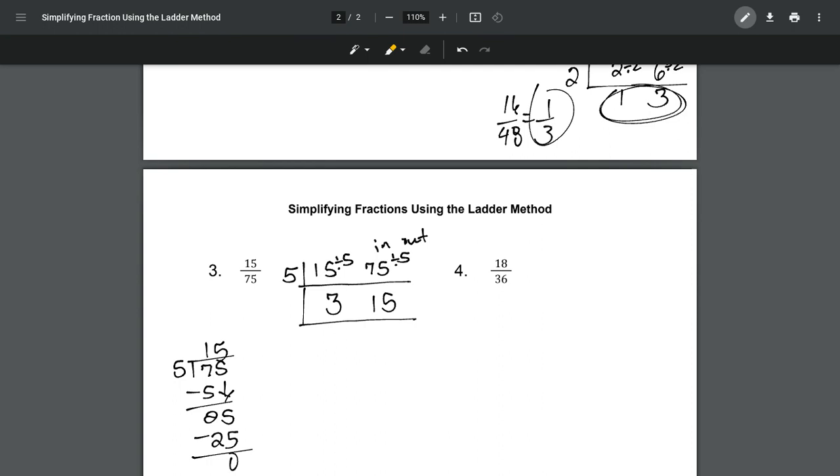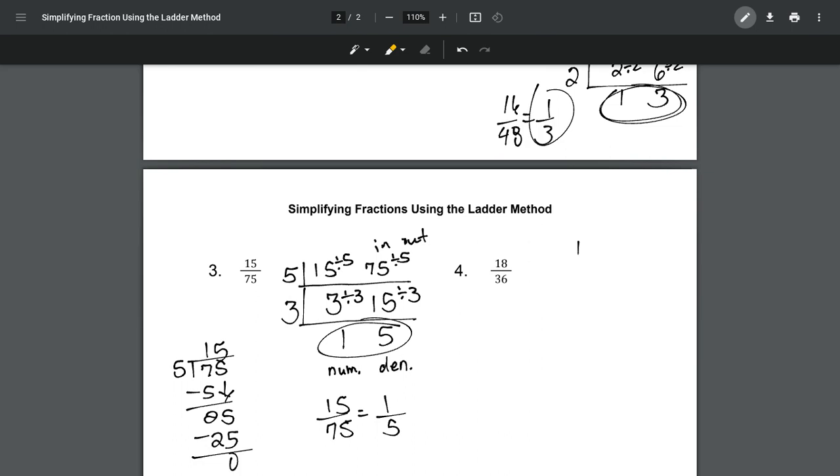Now, what number will go into 3 and 15? Well, both of those are divisible by 3. 3 divided by 3 is 1, and 15 divided by 3 is 5. The only number that will go into a 1 and a 5 is 1. Once the only number you get that will go into two numbers is a 1, you stop, and those numbers become your numerator and your denominator. So 15 over 75 simplified is 1 over 5.